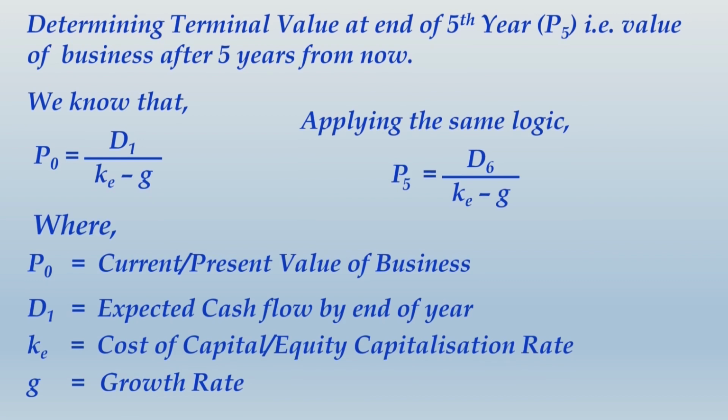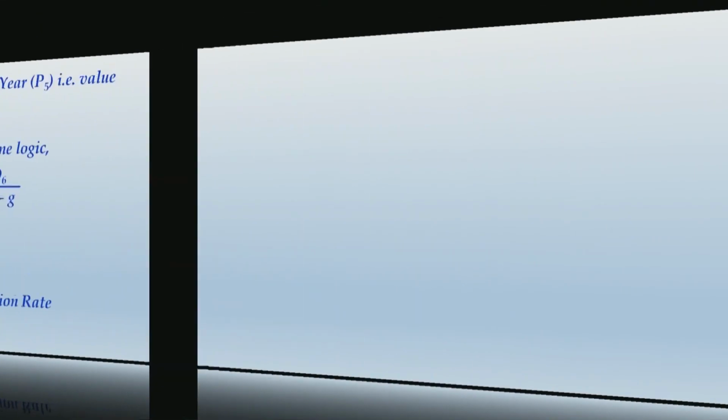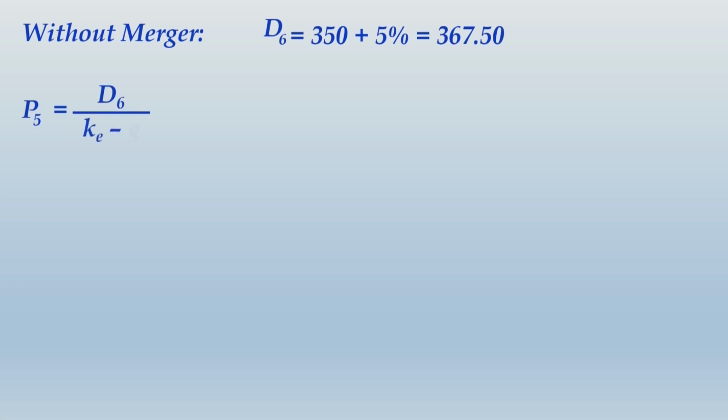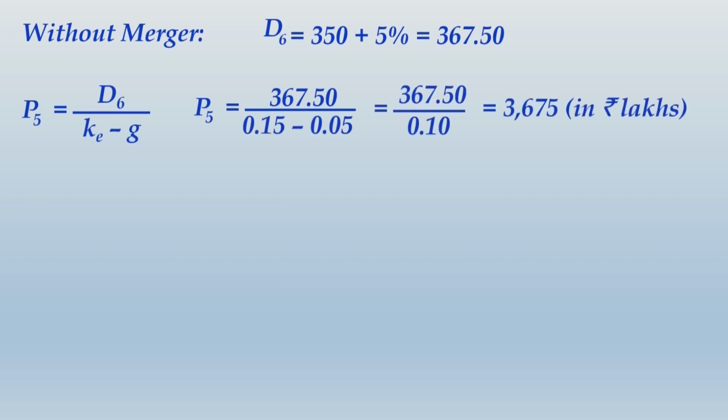Alright friends, you would have finished writing these. Let us move ahead and make the calculations of P5. So without merger, D6 would be 350 plus 5%, that is 367.5, and therefore P5 will be D6 upon KE minus G. Substituting the values, you get 367.5 divided by 0.15 minus 0.05, and that would result into 3675 in rupees lakhs. With merger, what will happen?